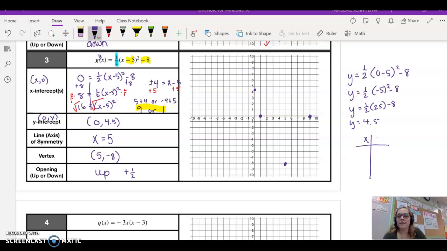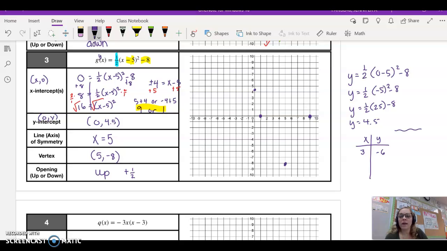And you could plug in some x values and find out their y values. Like if we see our vertex is here at 5, you'd be like, I wonder what it would be if x was 4. Or I actually might even go to 3, because if I put a 3 in, I know that'll be even. And when I do half of it even, it makes it easier. So maybe I'll do 3, right? So 3 minus 5 is negative 2. Negative 2 squared is 4. Half of 4 is 2. 2 minus 8 is negative 6.